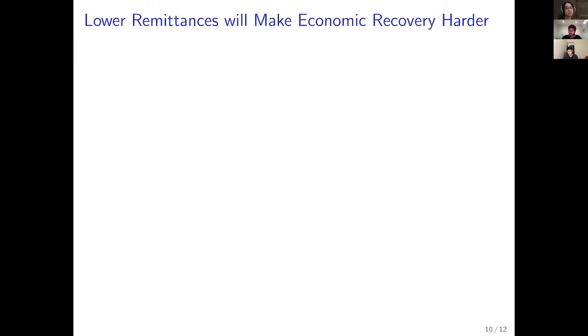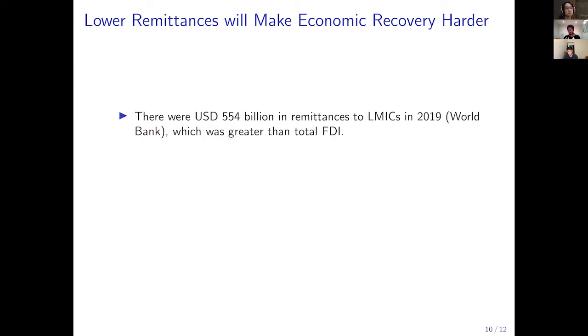The other very important mechanism through which developing countries are likely to be impacted economically is remittances. So last year, $554 billion US dollars of remittances were sent from the Western world to low and middle income countries. These are migrants who live and work in the Western world, sending money back to their families. The dollar amount exceeds the total amount of foreign investment by Western countries in these low and middle income countries. So these are huge numbers.